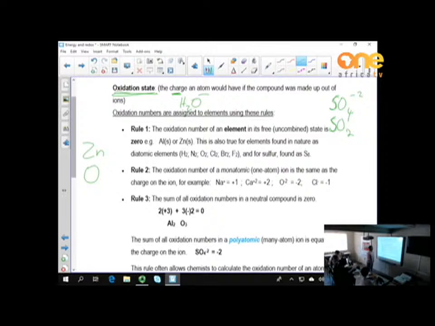Rule 2: the oxidation number of a monoatomic ion, monoatomic meaning one atom, is the same as the charge on the ion. For example, group 1 metals have a charge of +1, group 2 metals +2, group 3 metals +3, group 6 elements -2, group 7 elements -1, as we get them on the periodic table.